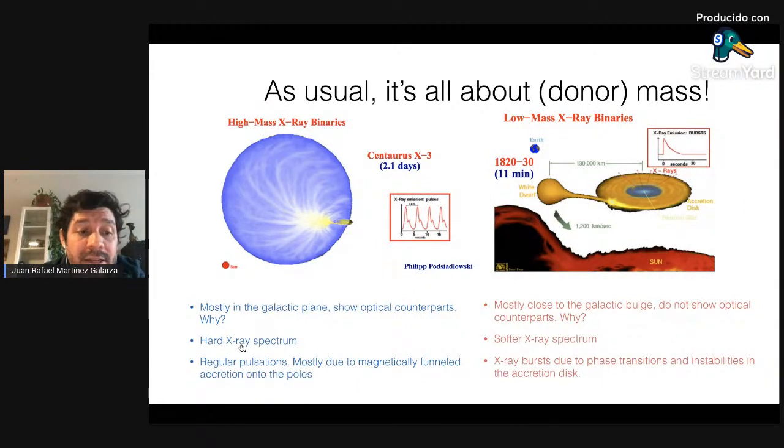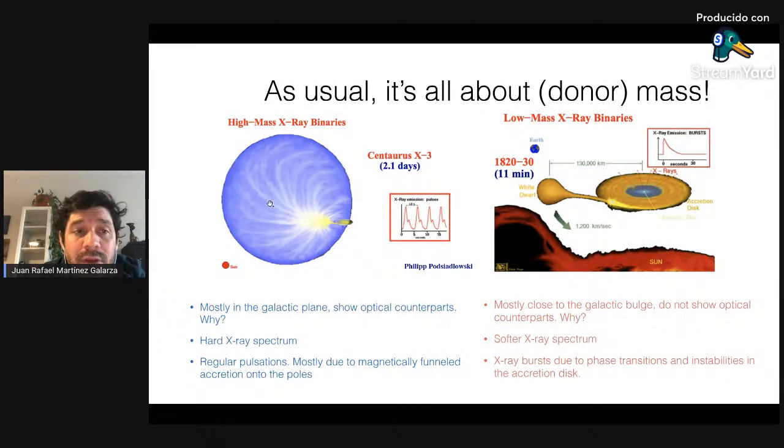High mass X-ray binaries tend to have a harder X-ray spectrum with respect to low mass X-ray binaries. That's related to the fact that the accretion flows from high mass stars, which typically have stronger stellar winds, et cetera, produce a much larger accretion rate that tends to pump up the power law part of the spectrum, and then the spectrum becomes harder.